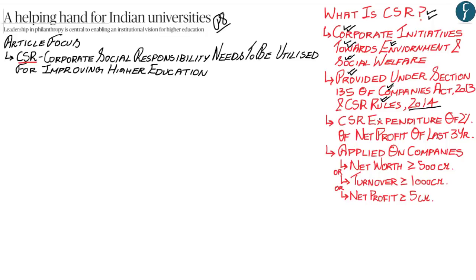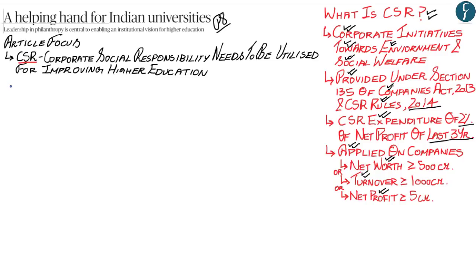Now, under the Companies Act of 2013, the CSR expenditure of a company or a corporate needs to be 2% of its net profit of last 3 years. However, CSR in India is not applied to every corporate or company, wherein the various parameters on which CSR is applied in India is that a company or a corporate needs to have a net worth of 500 crores or more, or it has a turnover of rupees 1000 crore or more, or it has a net profit of rupees 5 crore or more.